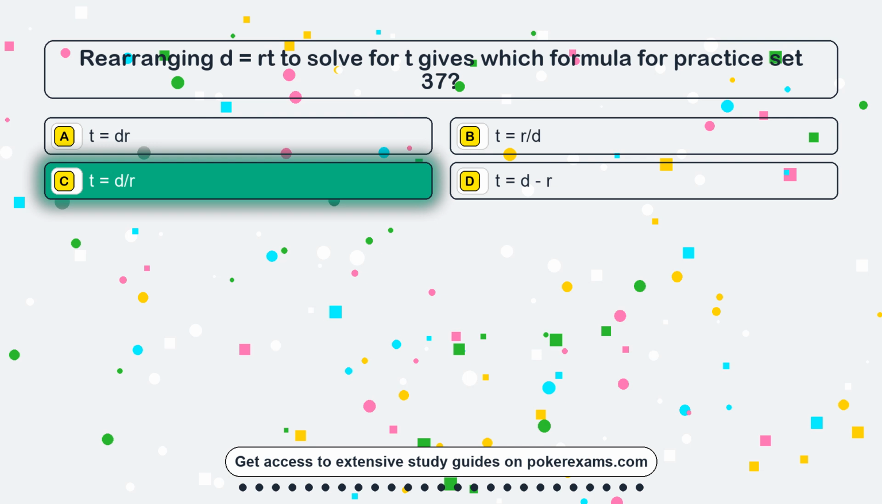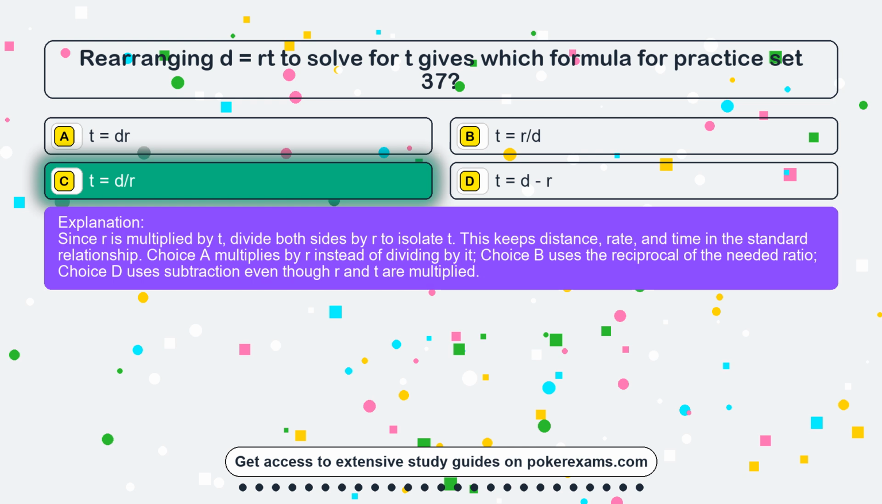The correct answer is option C, t equals d/r. Since r is multiplied by t, divide both sides by r to isolate t. This keeps distance, rate, and time in the standard relationship. Choice A multiplies by r instead of dividing by it. Choice B uses the reciprocal of the needed ratio. Choice D uses subtraction even though r and t are multiplied.